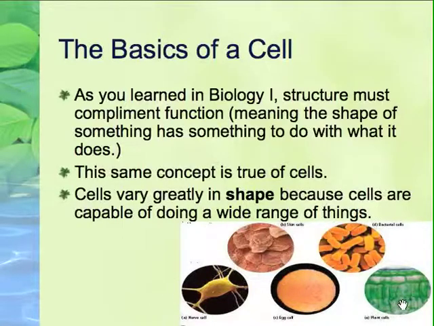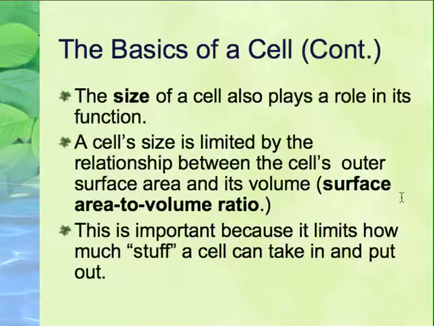Plant cells, on the other hand, don't have a bone structure or any kind of skeletal structure, so they need to be nicely tight packed together so that they can hold their own shape. That's why they are shaped the way they are. We also need to understand that size does play a role in function. A cell is limited by the relationship of its outer surface to its volume. That means that cells are limited by the amount of stuff that we can put in them.